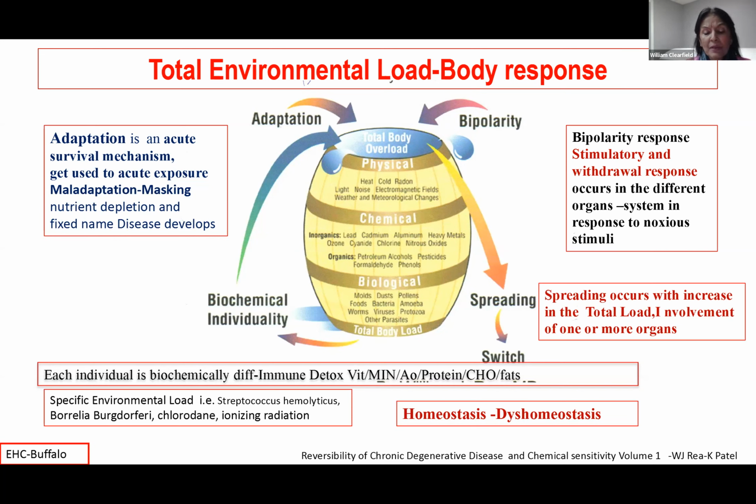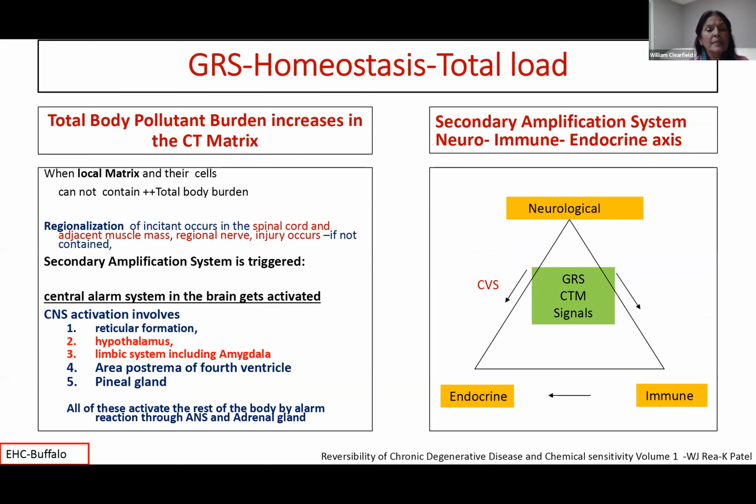When total body pollutant burden increases in the connective tissue matrix and is not able to be contained in the local regional symptoms, one develops the secondary amplification and symptoms in a neuroimmune endocrine system, including the cardiovascular system, as well as the CNS activation that occurs in the reticular formation, hypothalamus, limbic system, area postrema of the fourth ventricle and pineal gland. And all of these are the rest of the body's alarm reaction through the autonomic nervous system and adrenal gland.